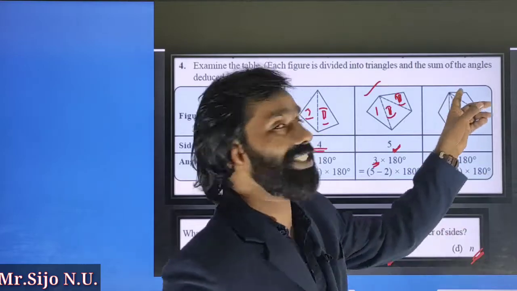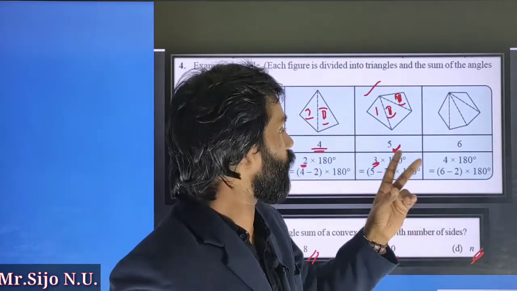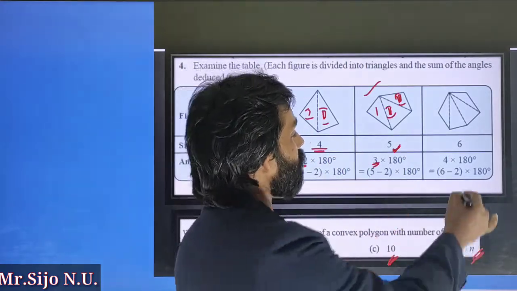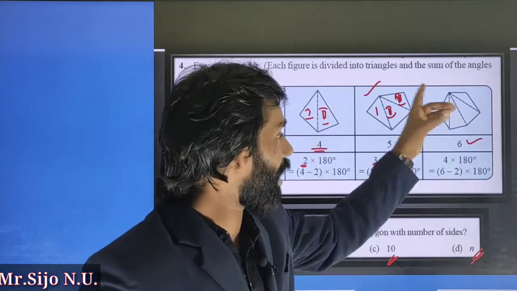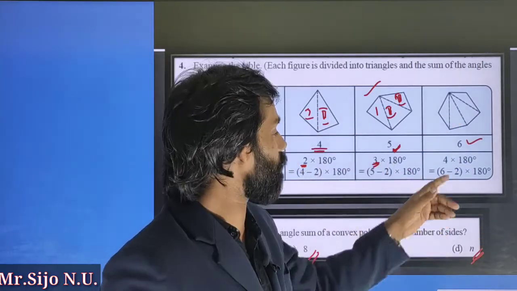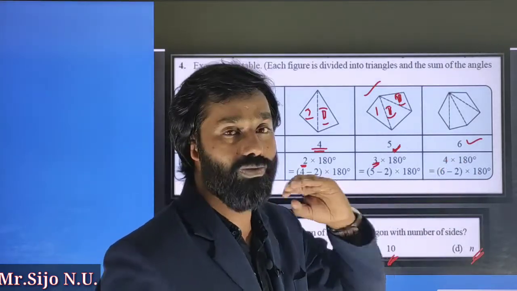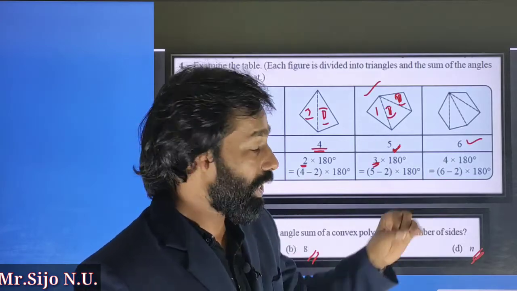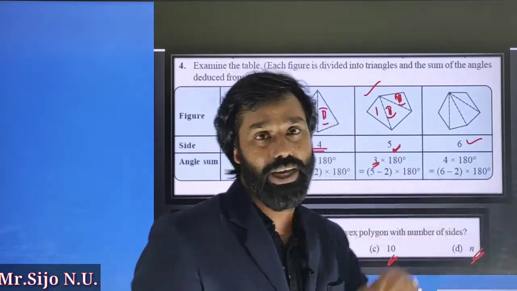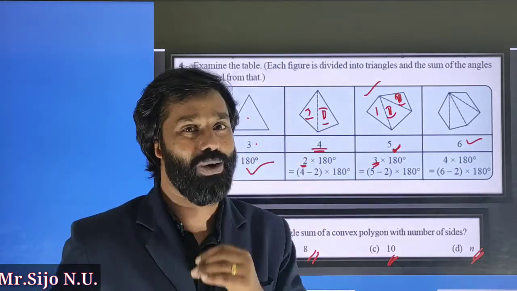So what about the case of the hexagon? Yes, when we draw 3 diagonals, it splits itself into 4 triangles. So the number of sides is 6, and it divides into 4 triangles, therefore 4 into 180 should be the sum of the angles. So how can we connect that 4? Yes, of course, that is 6 minus 2. What is 6 here? It's a hexagon, that's why it is the number of sides. Well, now yes, you got the idea.